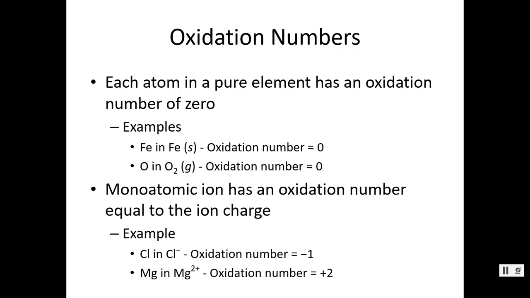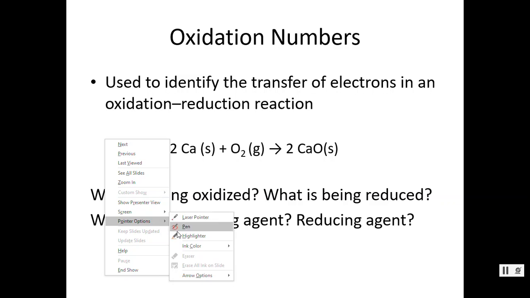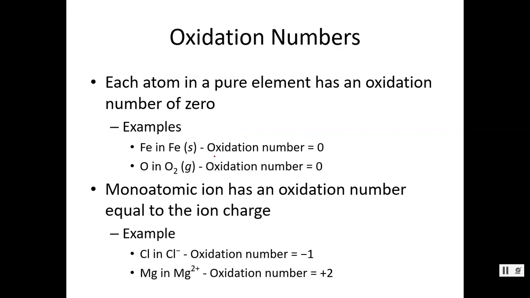So let me go back to this reaction. The O2 has an oxidation number or charge of 0. What else has a charge of 0 is this calcium. It's calcium, all by itself, not in an ionic compound, so it has a charge of 0 as well. Now when they get bound in an ionic compound, we'll talk about that shortly. But any element by itself, charge of 0.